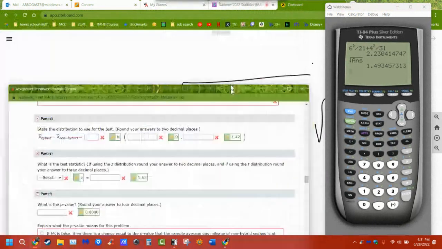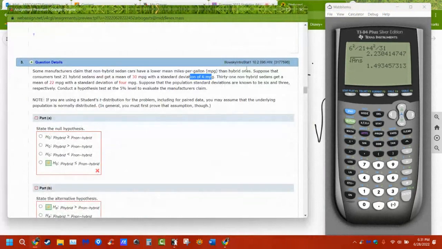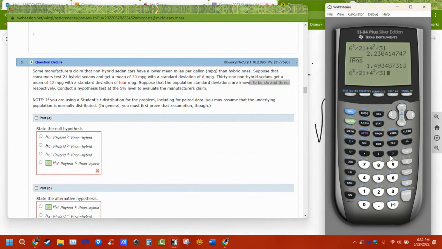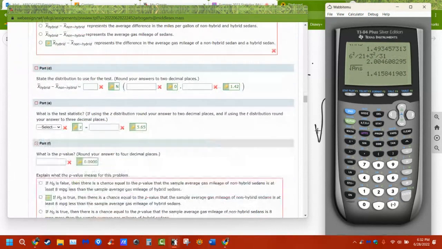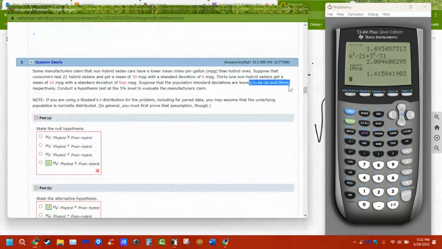Did I put the numbers in backwards? Wouldn't be surprised. Nope, I would have been right. Oh, that's why, because I wasn't paying attention, I took the sample sizes. The populations here are 6 and 3. Helps to read the whole problem. There. So I put the sample one as opposed to the population one. So make sure that you read the whole thing and get the population ones. Because I knew there were population ones, I just didn't look at them.